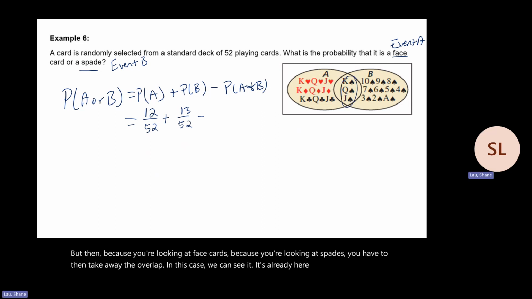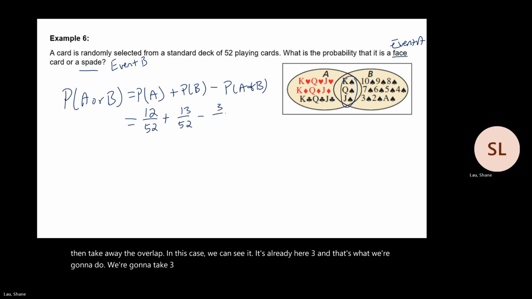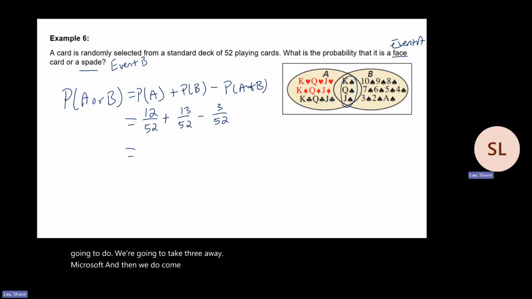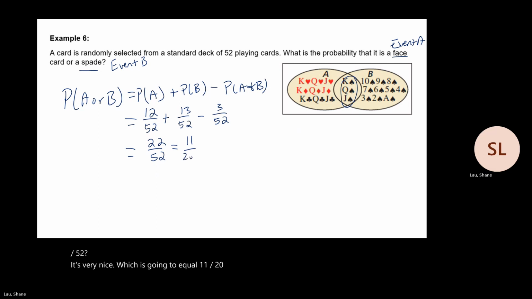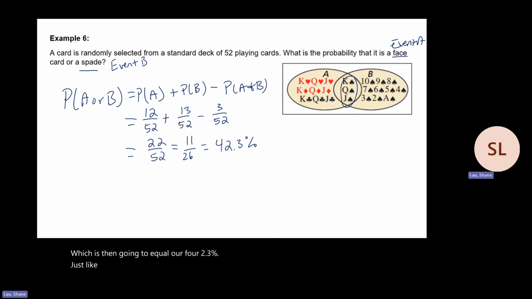3. And that's what we're going to do. We're going to take 3 away, like so. And then we're just going to combine like terms. We get 12 plus 13 is 25, minus 3 is going to be 22. 22 over 52. It's very nice. Which is going to equal 11 over 26, which is then going to equal our 42.3%. Just like so, and that's it. So that's how you take care of overlap in a probability setting. Pretty easy, I think.